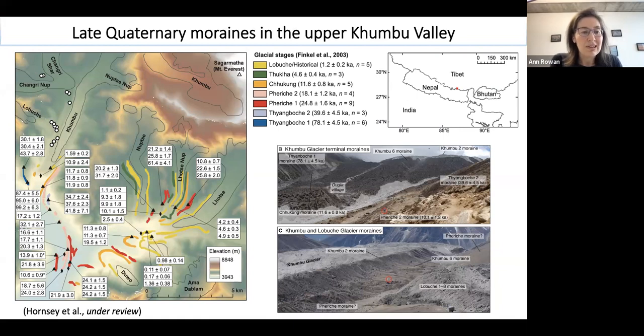She did the field and lab work to produce the geochronology that I'm going to show you in the next few slides. And this is the pre-existing geochronology for the Khumbu Valley. So this is from Finkel et al. 2003, but these have been recalibrated to be in line with present day production rates and with our samples. And they identified a set of glacial stages, and these are the key ones, the two different LGM stages, and then three subsequent Holocene stages, one at the start of the Holocene, one in the middle, and one more recent.